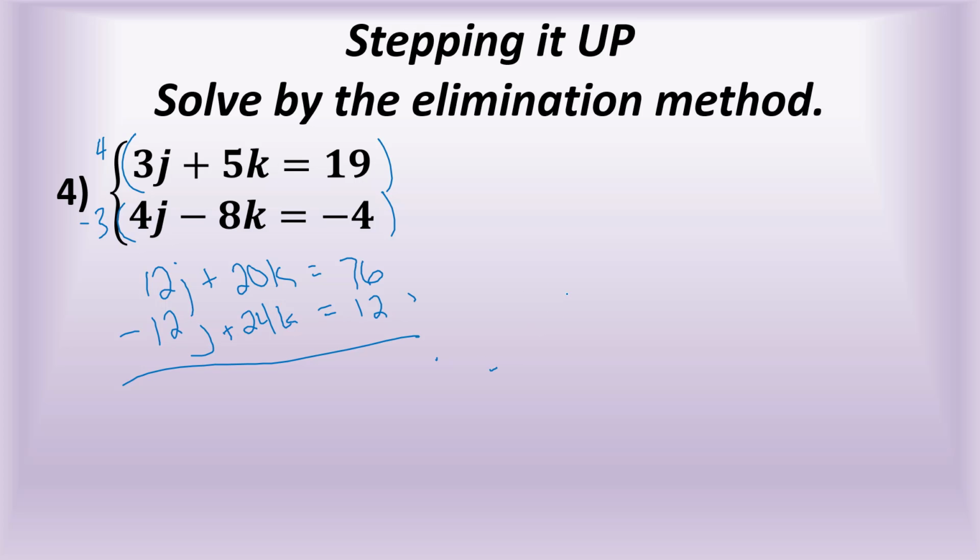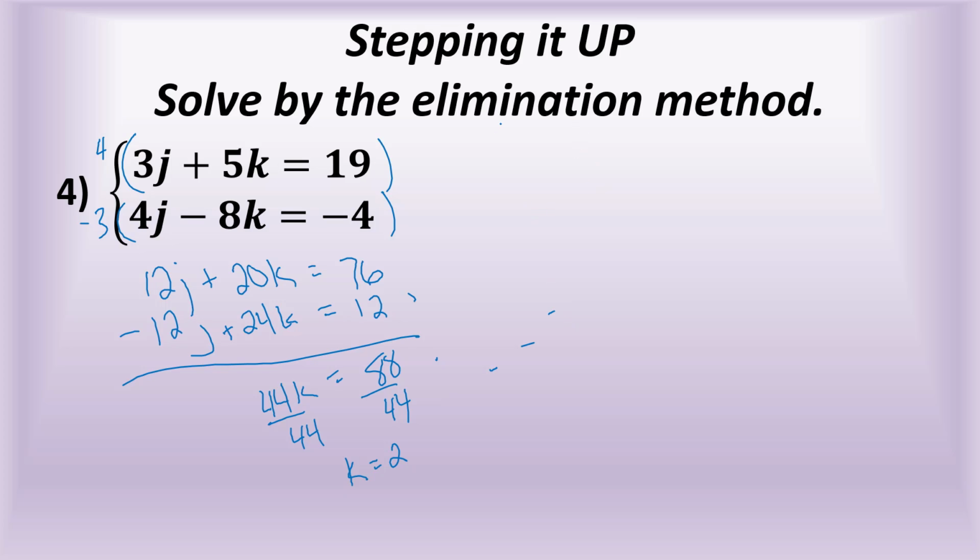So we have 12 and negative 12 cancels out. 20 and 24 gives me a 44k. 76 and 12 gives me an 88. And so we divide by 44 on both sides, and k is going to be equal to 2.